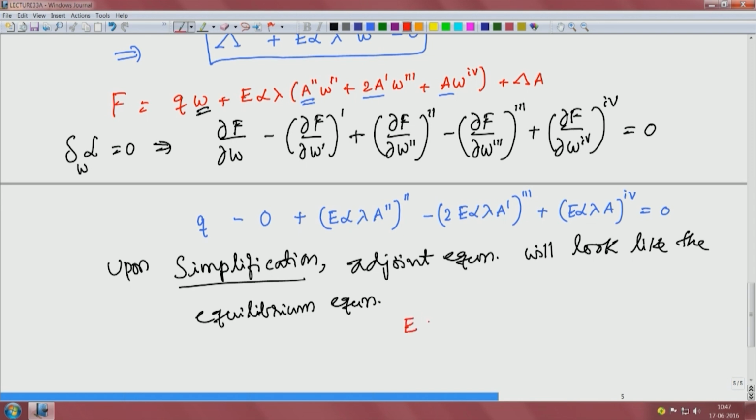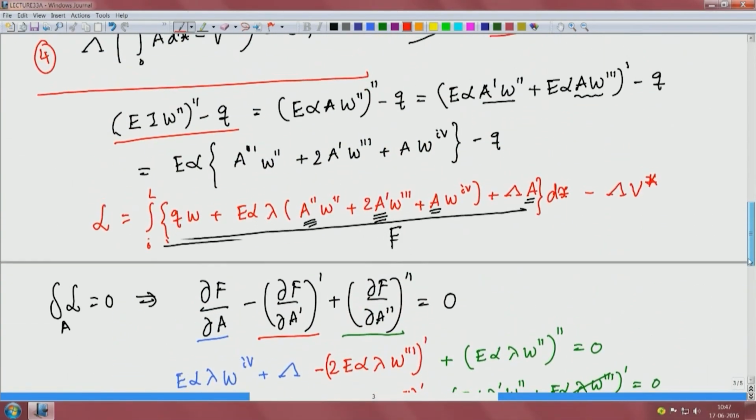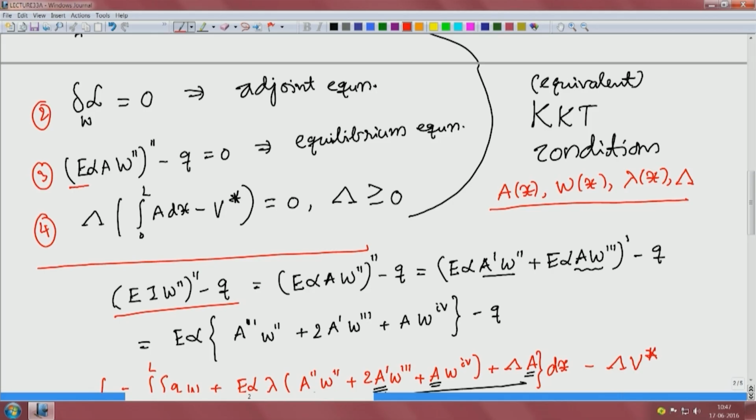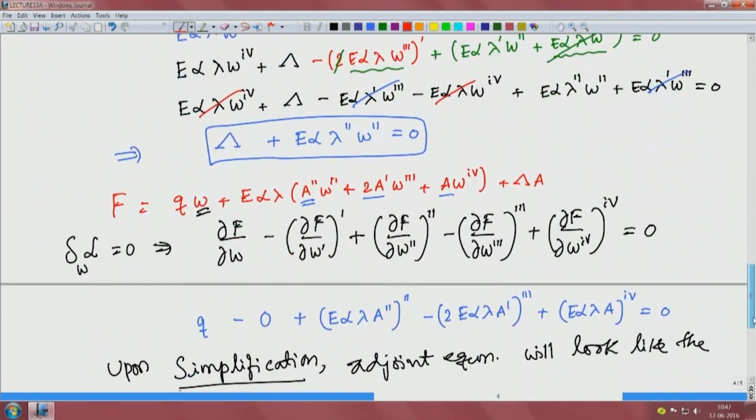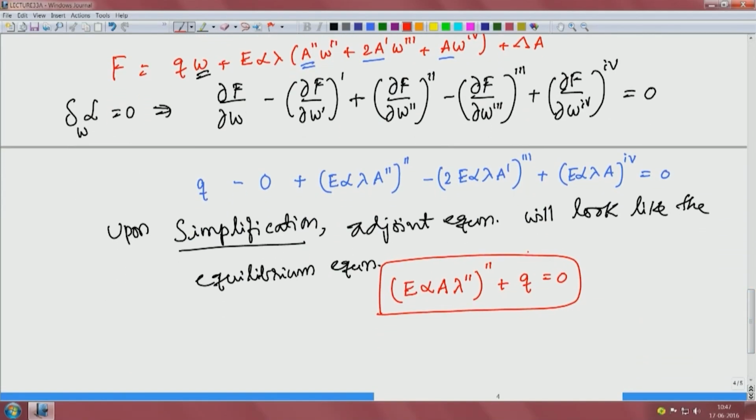If you do that, it is going to look like this. It is going to look as E alpha A into lambda double prime plus q equal to 0. If you compare it with the governing equation, which is E alpha A w double prime minus q, here it is just the plus sign. So, comparing these two, we can conclude that lambda equal to minus w. There is a minus q, here is a plus q.